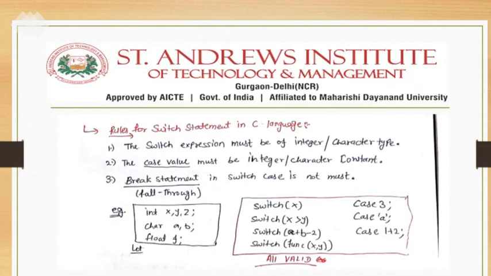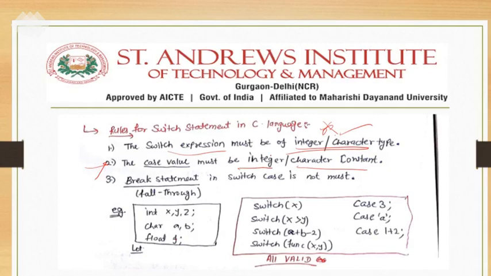Okay. So next we have some rules. What are the rules here? First, the expression you write in the switch statement should be an integer or character type. Floating type, double or any other data type will not be considered here, right? So only use integer and character data types. Next, the case value. Case 1, case 2, whatever you have written, you have to take an integer or character constant there, right? You will use a constant. It is certain you will use a constant.